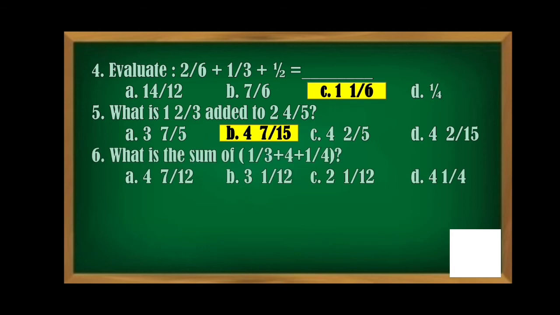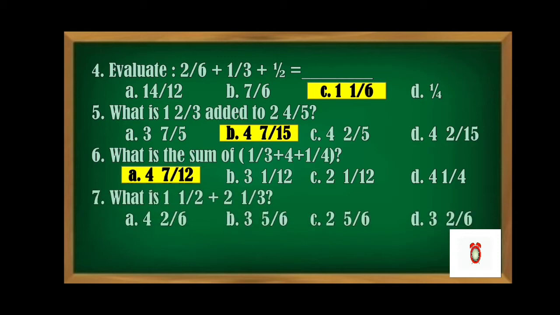Number 6. What is the sum of 1/3 plus 4 plus 1/4? Is it A. 4 and 7/12, B. 3 and 1/12, C. 2 and 1/12, or D. 4 and 1/4? Very good. The correct answer is letter A, 4 and 7/12.